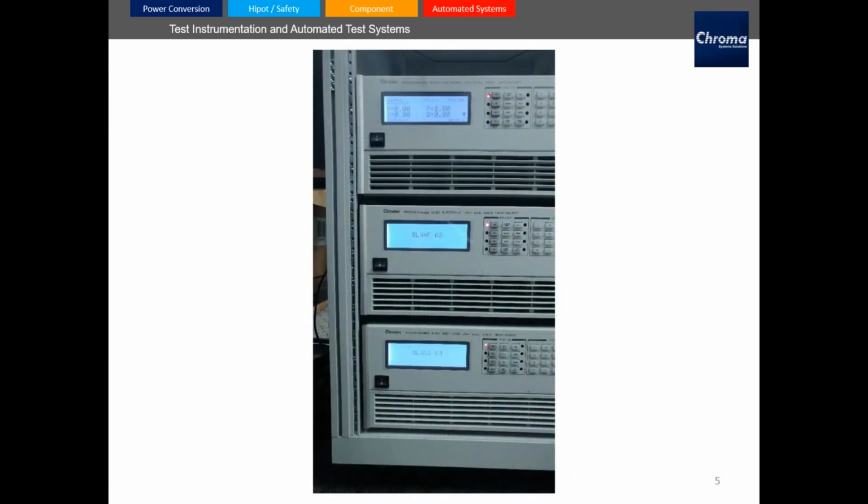Since these units are all parallel to the same phase, they all share the same phase designation, which is A. Within each phase, the units are numbered. 1 is the master unit, and 2 and 3 are the slave units.